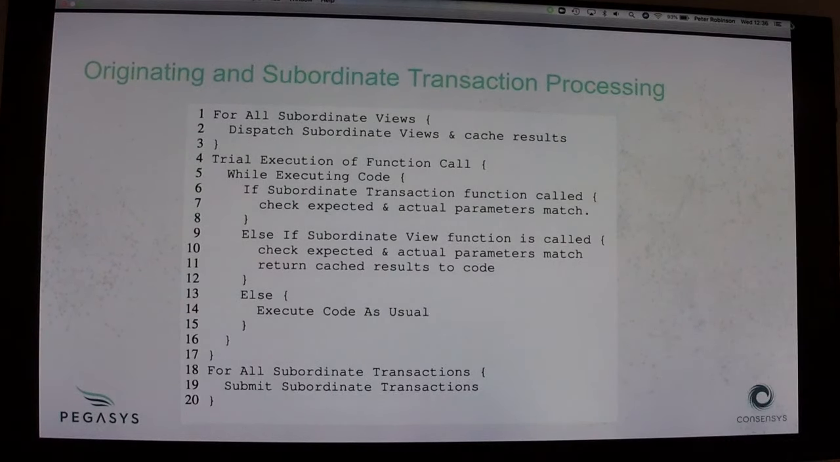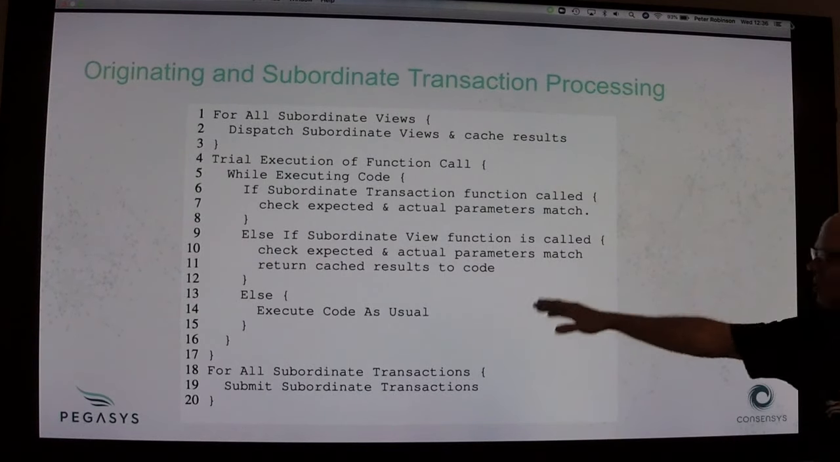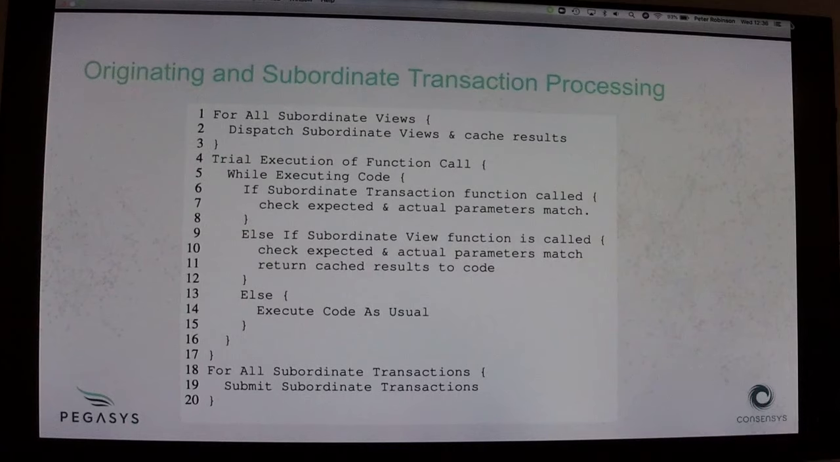So you execute all the code. And once all of the code's executed, assuming that all the views and transactions get executed in the right order with the right parameter values, then you dispatch the subordinate transactions off to the other blockchains.